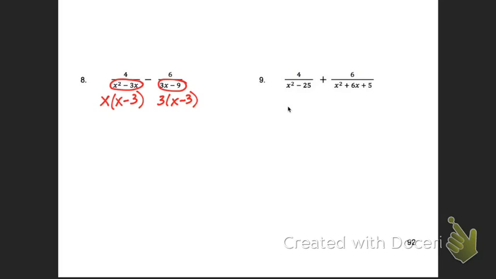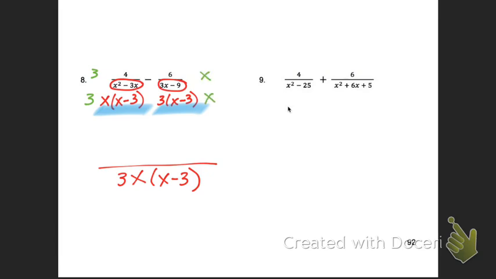So now I'm looking at both of them. The common denominator would be what? 3x, x minus 3. So I would need to multiply the left fraction by what? 3. And then the right fraction by? X. Good. So then the numerator becomes 12 minus 6x.